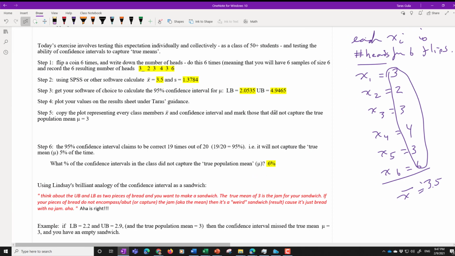flipping one coin 6 times. Each flip is recorded in this first space here. So I did that, and I continued on. Here are my recordings, with my handwriting, and what I ended up with is a sample mean of 3.5 and a sample standard deviation of 1.3784.